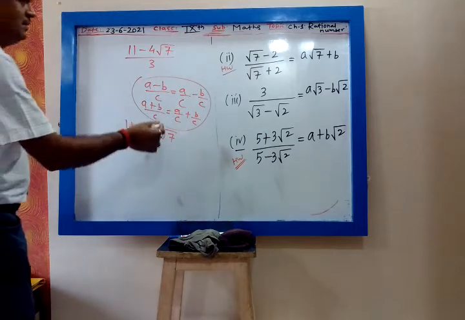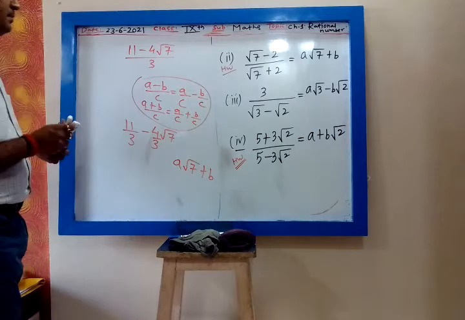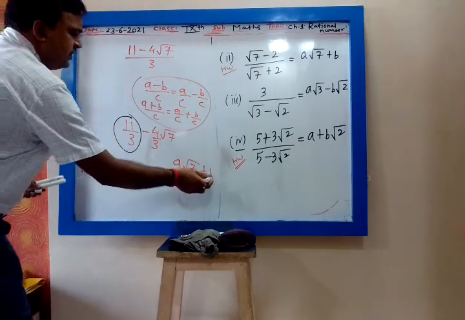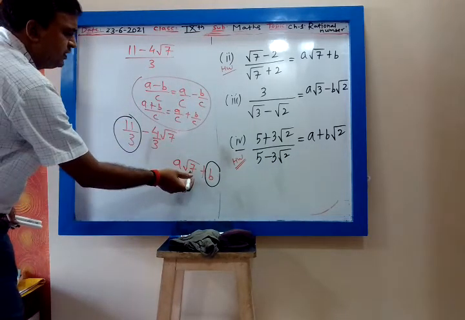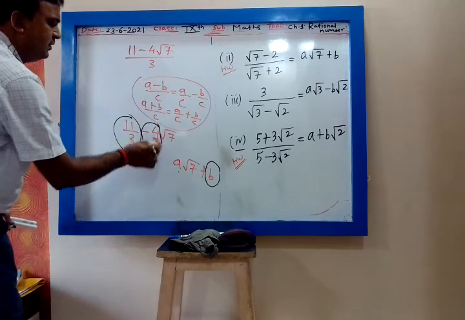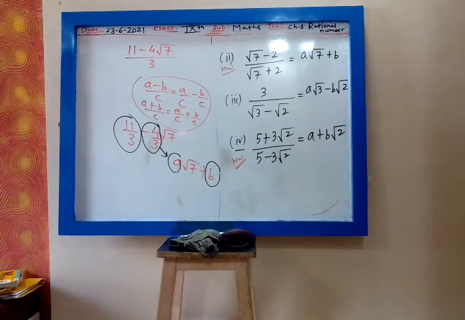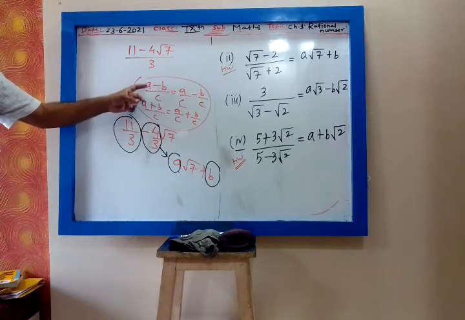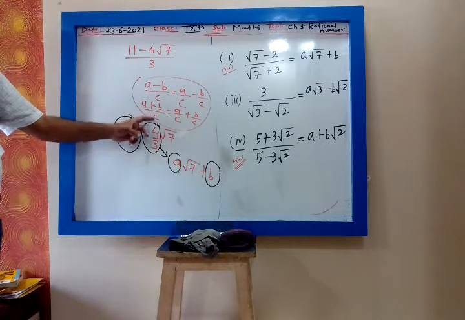So this is a root 7 plus b, correct? What is the constant term? Constant term is 11 by 3. Constant term is b. So b is 11 by 3. What is the coefficient of root 7? a. What is the coefficient of root 7? Minus 4 by 3. So a is minus 4 by 3. Understood? So remember this basic rule: whenever you have a minus b by c, it will be a by c minus b by c, and whenever you have a plus b by c, you can write a by c plus b by c.